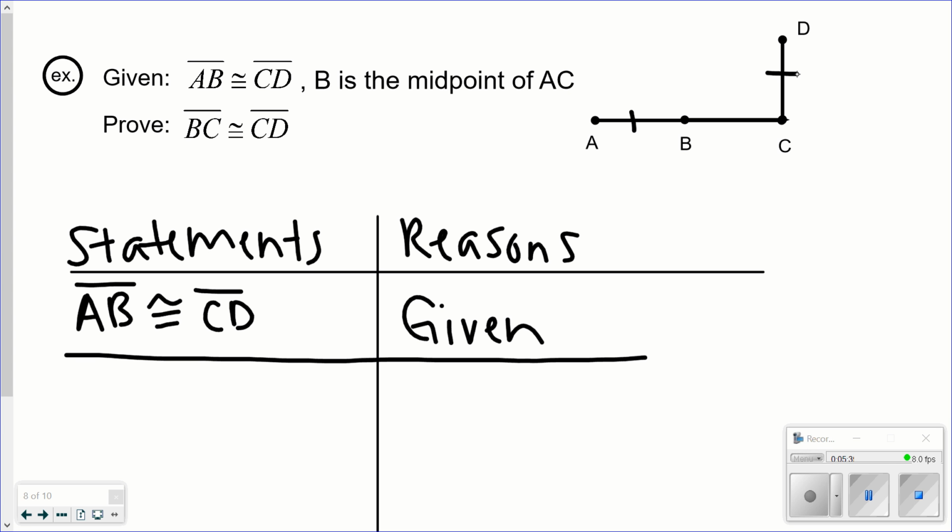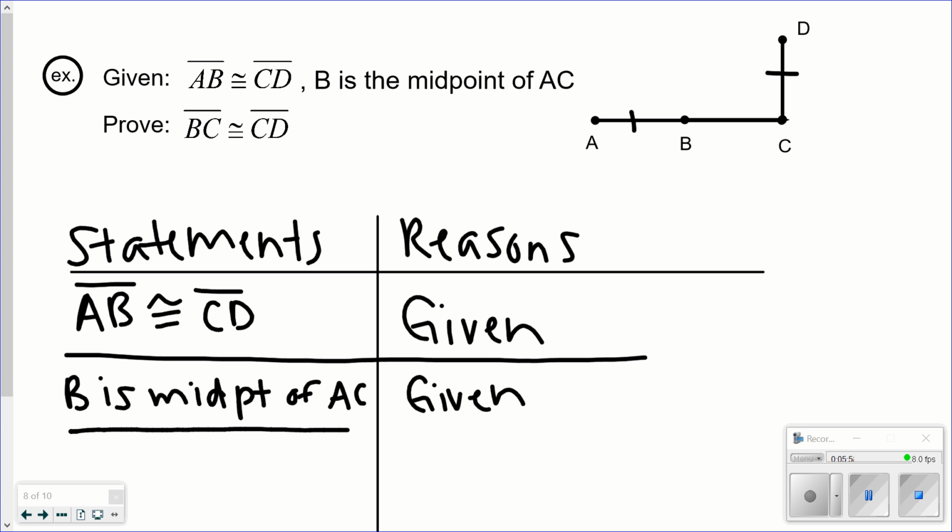I'm also told that B is the midpoint of AC. So that's another given that I need to write down. So B is the midpoint of AC, and that is also a given. So what does that mean? If B is the midpoint of AC, what's the definition of a midpoint? Well, it's the point in the middle.